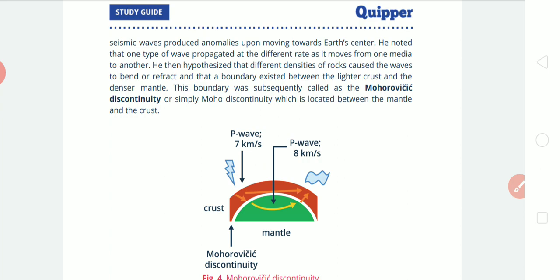Now, simply lang, si Mohorovic, siya lang ang nag-hypothesize that when there are different densities between rocks, the waves bend or refract. And then aside from that, he also said that there is a boundary that exists between the lighter crust and the denser mantle. Kaya na-create itong Mohorovic discontinuity.